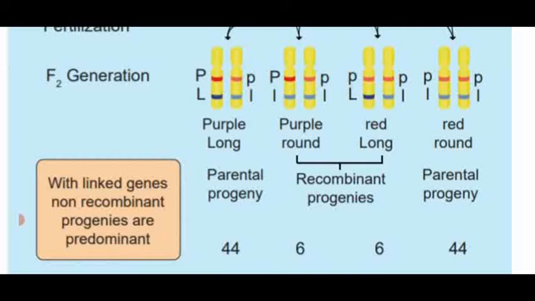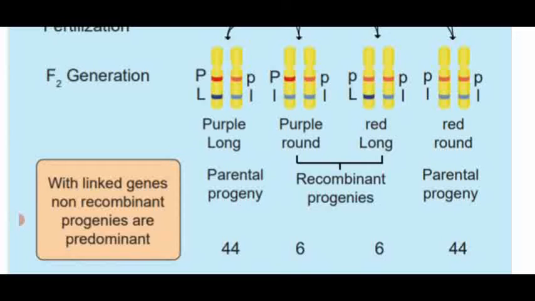But between them, one is purple round, that is the recombinant of the purple flower. Red color long is the recombinant of the red color flower. So these are all the recombinant progenies.